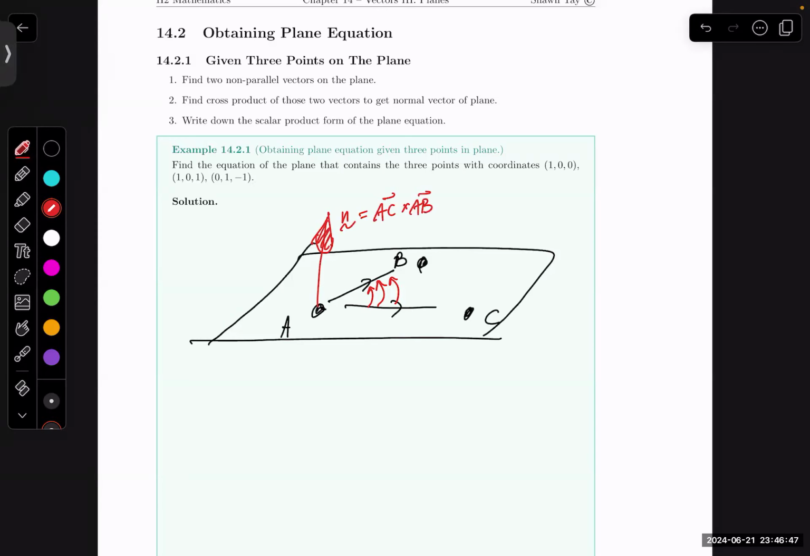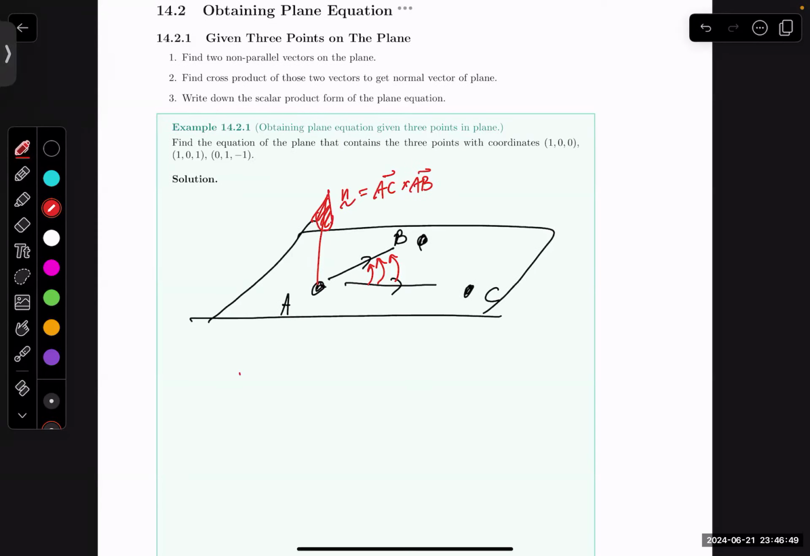Once I grow a normal vector, I can say that any arbitrary position vector dotted with the normal vector is always going to be equal to the same number. I take any point's position vector, dot it with the normal vector, I'll get a number. Then I solve for the number. This is how you get the plane equation.